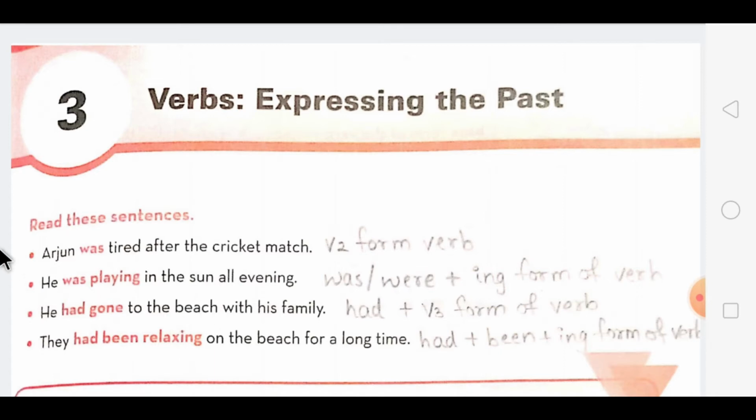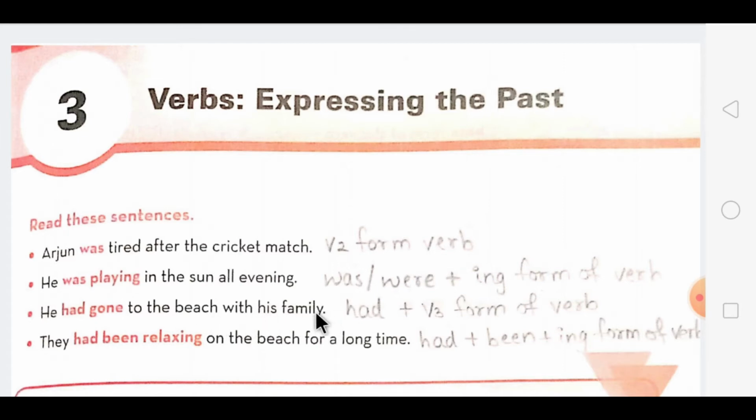The first one is Arjun was tired after the cricket match. Here the word was is the be verb, and in this the form which is used is the V2 form of the verb. Then the next one is he was playing in the sun all evening. Here the formation which I explained to you about the rule was: was plus ing form of the verb. So was plus playing.